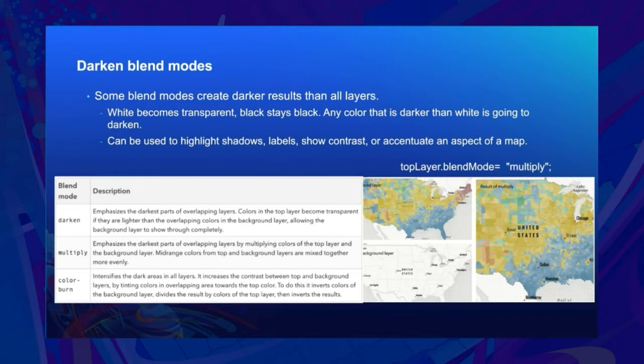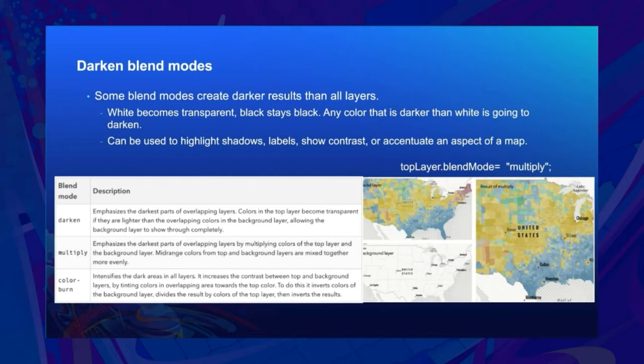So the blend modes in this category will create darker results than all the layers involved. In the result of the darken blend modes, the white color becomes transparent, black stays black, and any color that is darker than white is going to darken all the way to black. The blend modes in this category can be used to highlight shadows or labels, show contrast, or accentuate an aspect in a map. So in this category, we have 3 blend modes.